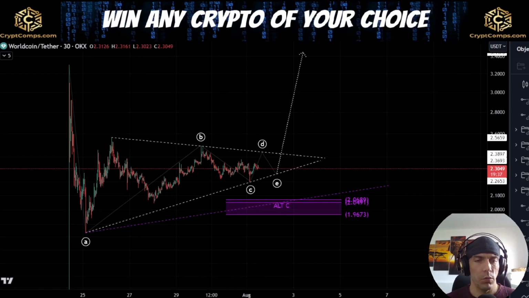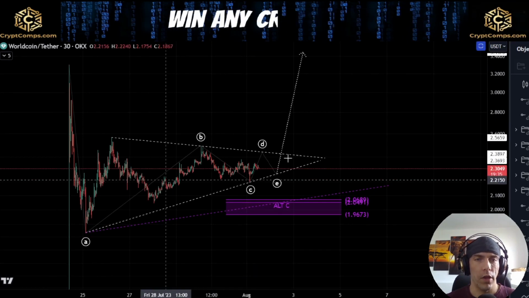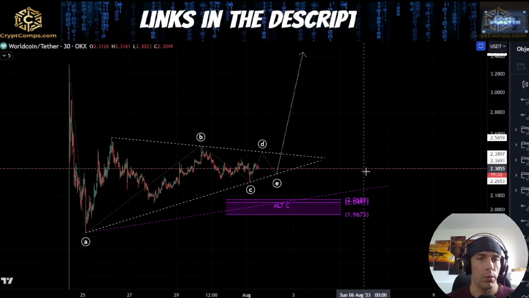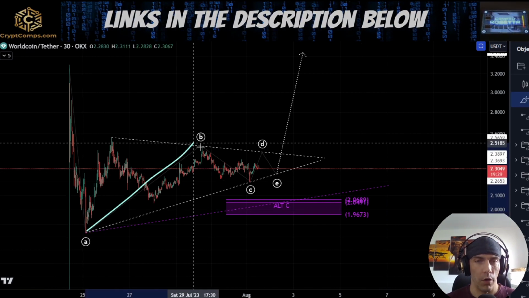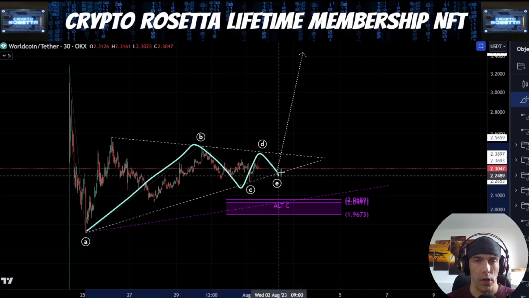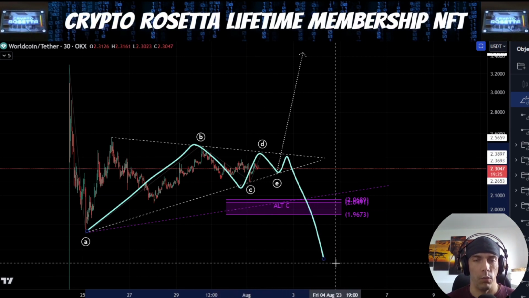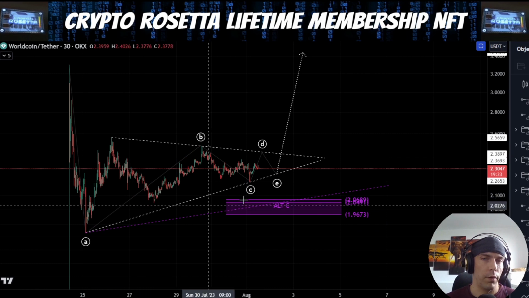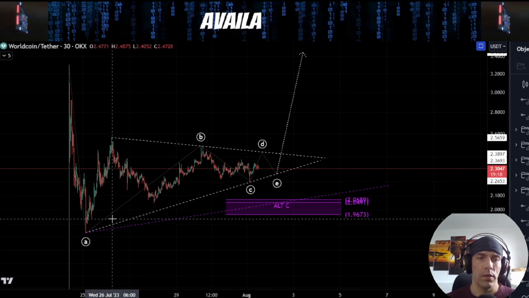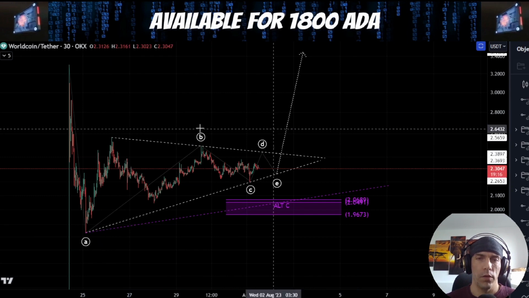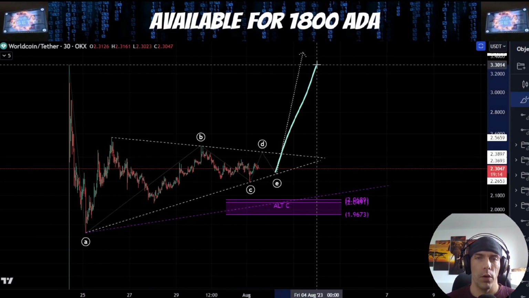So within this count, what we could potentially see is that we could actually have a triangle. Now, if this is a triangle, we also need to be careful that it isn't the other way around, where this is actually our A wave, we get B, C, D, and E, and then we look to break down one more time. We always need to be careful of that with triangles. If we are looking at it the first way, effectively what we'd be saying is that after this triangle completes, we could be looking for upside potential.